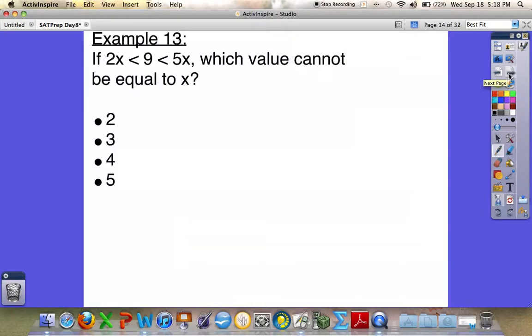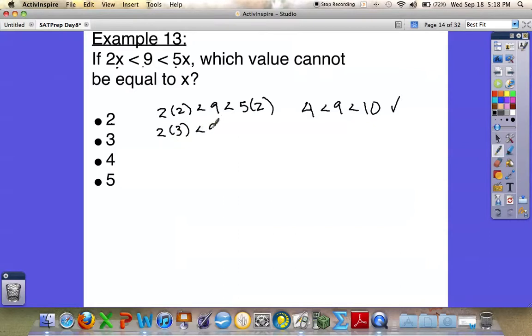All right, if they say that 2x must be less than 9, which must be less than 5x, which value cannot be equal to x? Well, let's place a 2 in that formula. Is 2 times 2 less than 9 less than 5 times 2? Well, I get 4 less than 9 less than 10. That works. Is 2 times 3 less than 9 less than 5 times 3? I get 6 is still less than 9, which is less than 15.